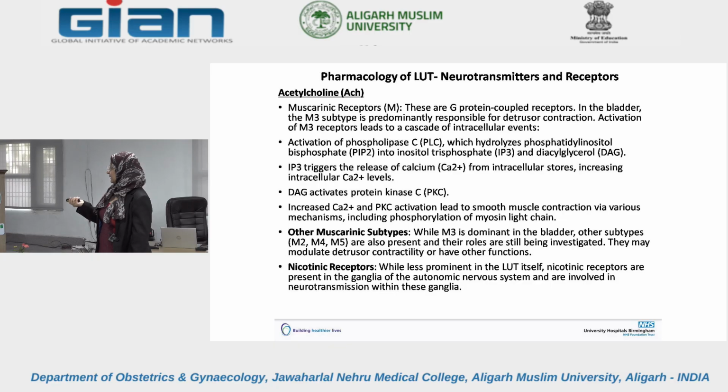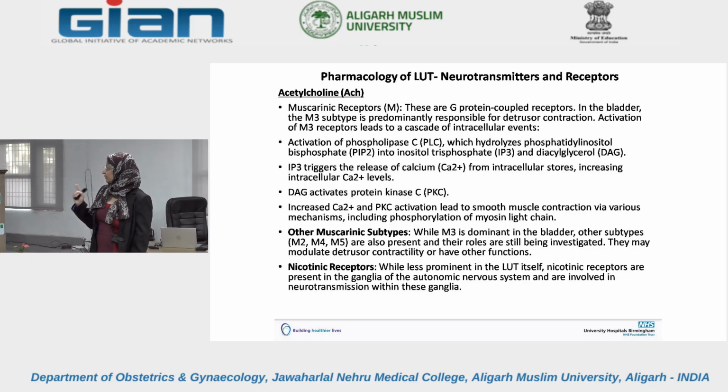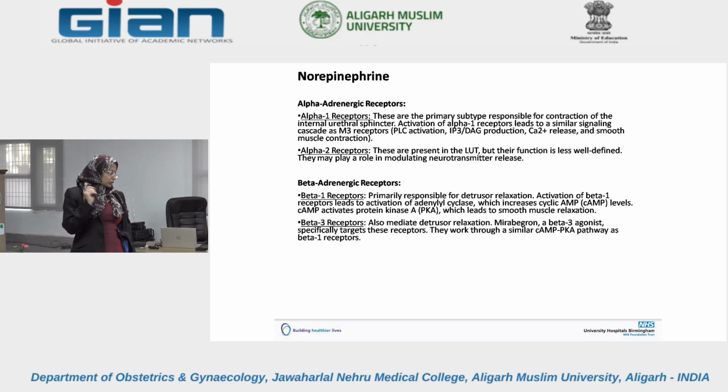Other types of receptors, muscarinic receptors, subtypes, and nicotinic receptors, but that is just academic interest, not much clinical. Clinical things I'm going to tell you: alpha 1 receptors, beta 1 receptors, and the one which we are interested in here, beta 3 receptors. So what you have to remember, only two things. One is anticholinergics and one is beta 3 agonist.